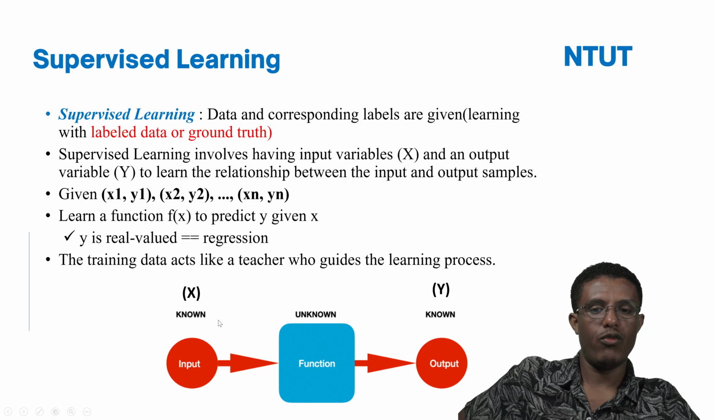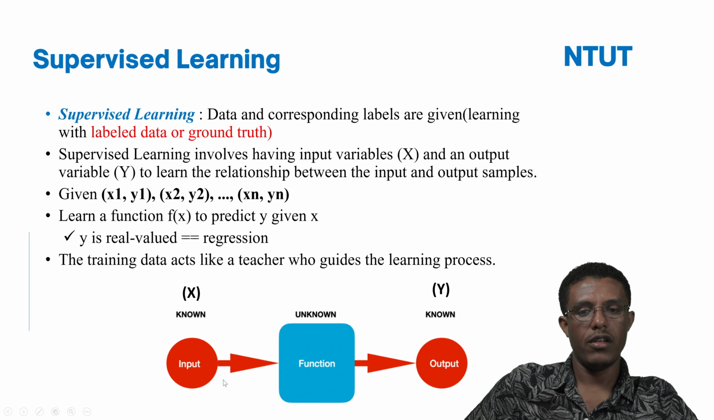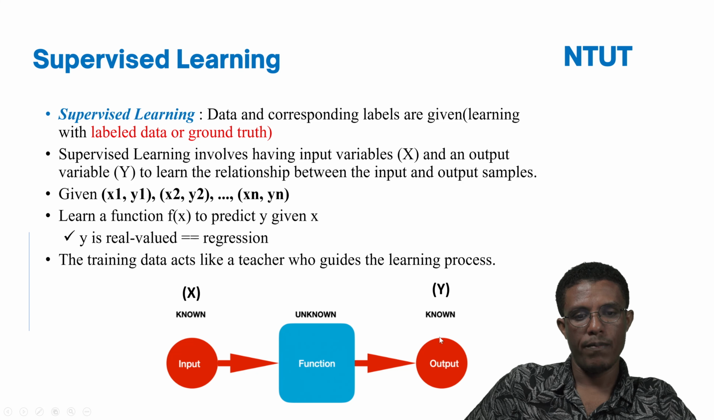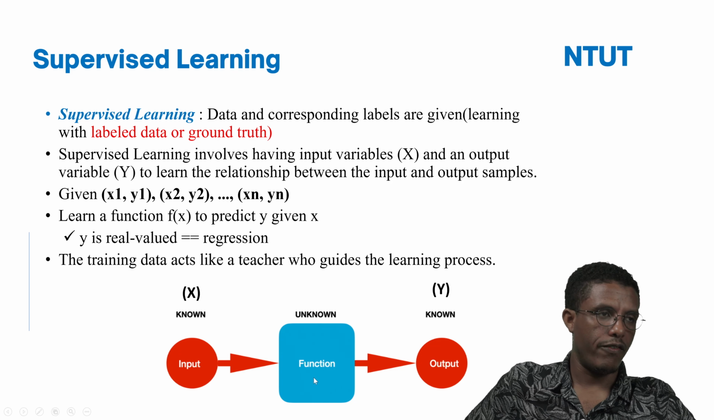This is an example. In supervised learning there is an input and there is a function f like this, and the output is also known. So this shows that in supervised learning the input is known and the output is also known, while the function in the algorithm is still unknown.